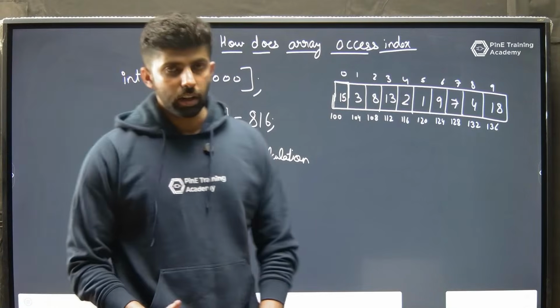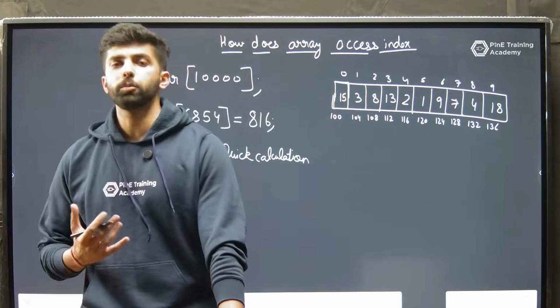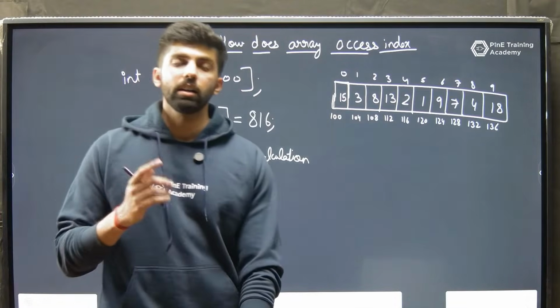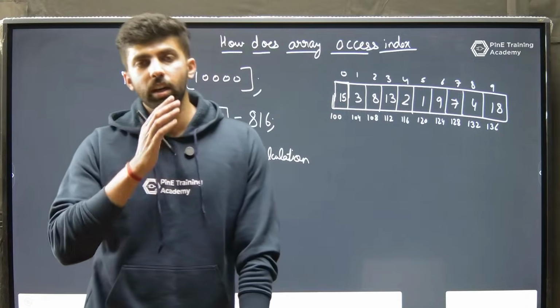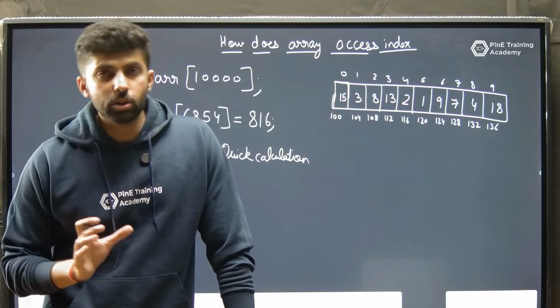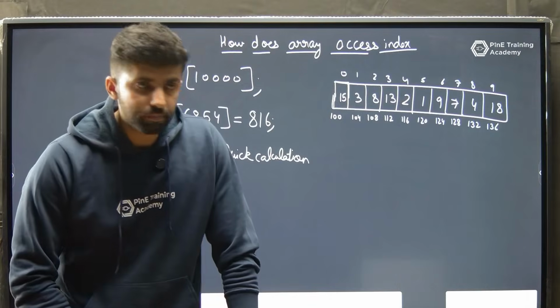Now comes the real question. I said that array is a very special data structure, and it is because of its two properties: it stores the values in a contiguous memory location, and it stores the address of its 0th index. All right.